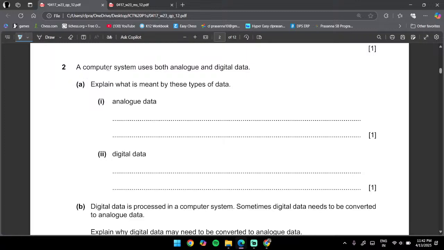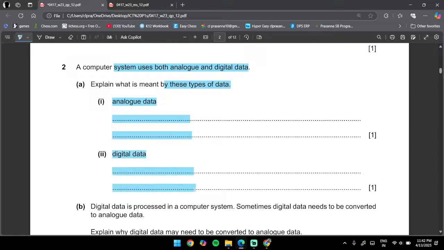Then it says a computer system uses both analog and digital data. Explain what is meant by these types of data. So analog data is basically continuous values. So it's like continuous data within a range of values, whereas digital data is basically binary and discrete data.